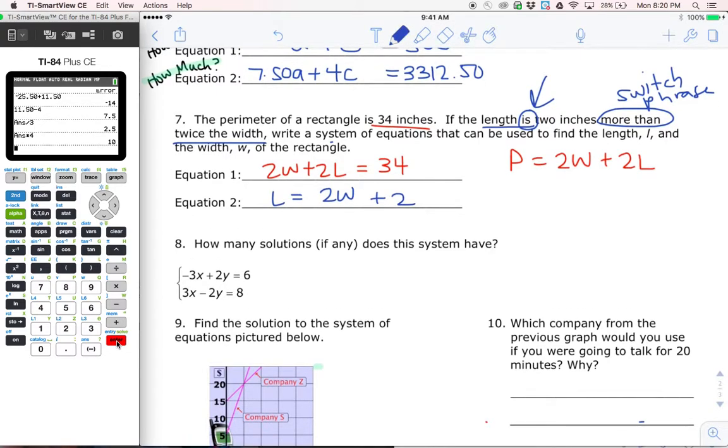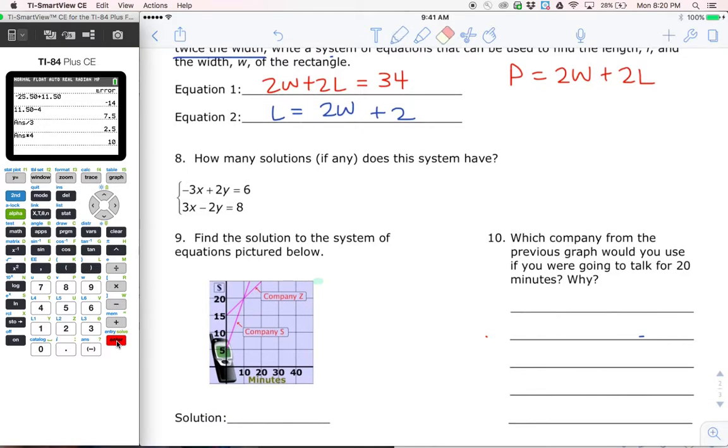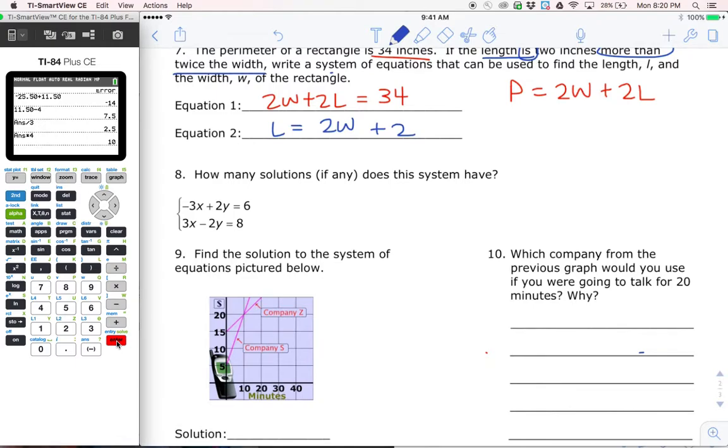Okay, last but not least, let's look at problem number 8. How many solutions, if any, does this system have? Well, remember, if the lines cross, there's one solution. If the lines are parallel, there's no solutions. There's also the possibility they could be overlapping and only showing up once. Okay, let's see here. Do these lines have the same slope?